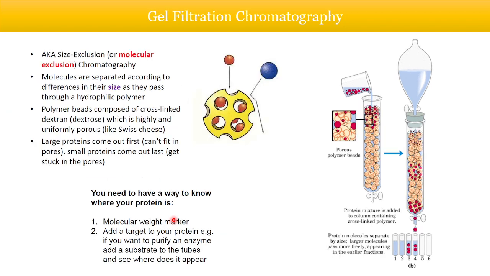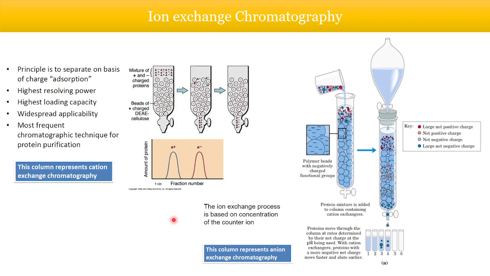Then you have ion exchange chromatography, where you separate the proteins according to their charge. You have cationic substrates and anionic substrates, and the proteins. If it's a negatively charged protein, it binds to the positively charged, cationic pores. And if it's a positively charged protein, then it binds to the negatively charged porous area.